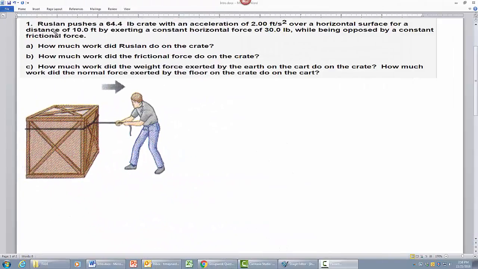Demonstration problem. Ruslan pushes a 64.4 pound crate with an acceleration of 2 feet per second squared over a horizontal surface for a distance of 10 feet by exerting a constant horizontal force of 30 pounds, while being opposed by a constant frictional force. Part A. How much work did Ruslan do on the crate?